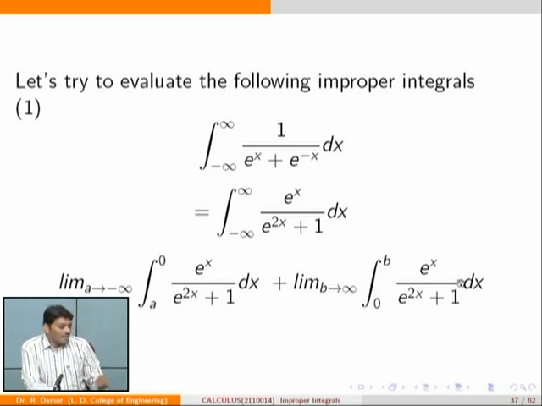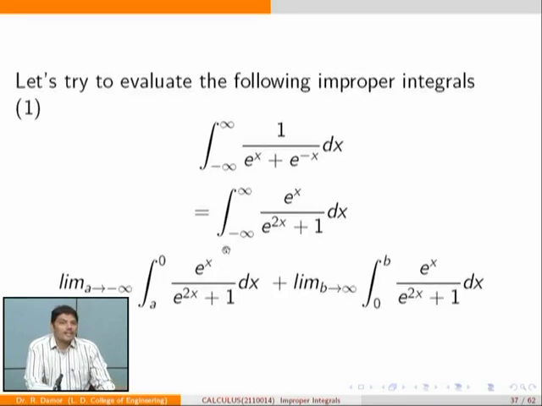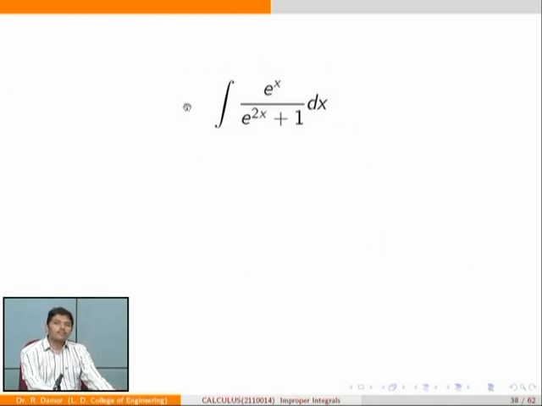Now see how you calculate this. The main thing is that I can directly calculate the integrand, put in the upper and lower limits, and then take the limit a tends to minus infinity. Same thing here: find the integral, put in the two limits 0 and b, upper and lower, and then take the limit b tends to infinity. Now see how you evaluate this. There is a trick which you have used in 12th standard: this integration can be calculated using a substitution.